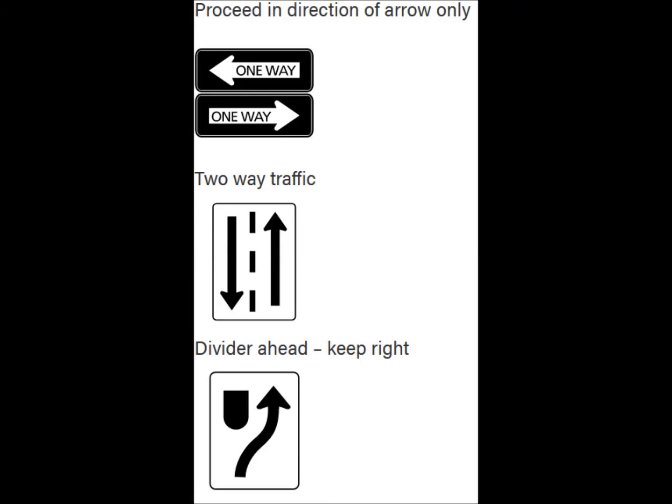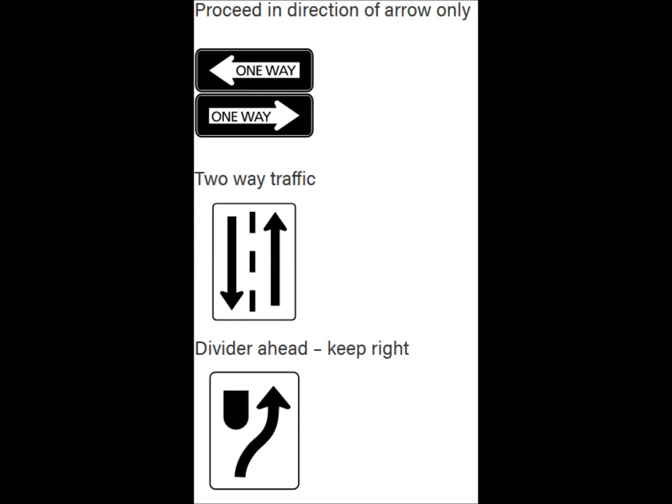Two-way traffic. Image description: a white rectangle with a black dotted line in the center, an arrow pointing upwards on the right, and an arrow pointing downwards on the left. Divider ahead, keep right. Image description: a white rectangle with an arrow going straight and then curving to the right and forward again, around a black block.